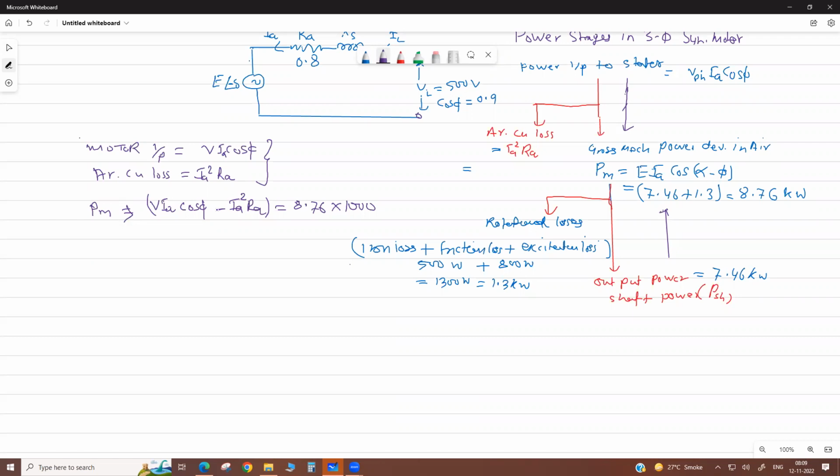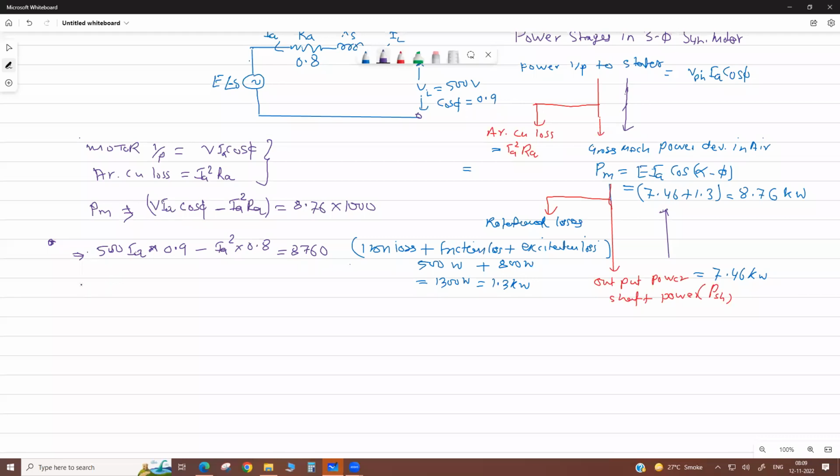So here V is, if we write this equation, continue. Therefore, for armature current, we can continue: it is 500 IA cos phi, which is 0.9, minus IA square R, which is 0.8, equals to 8760.